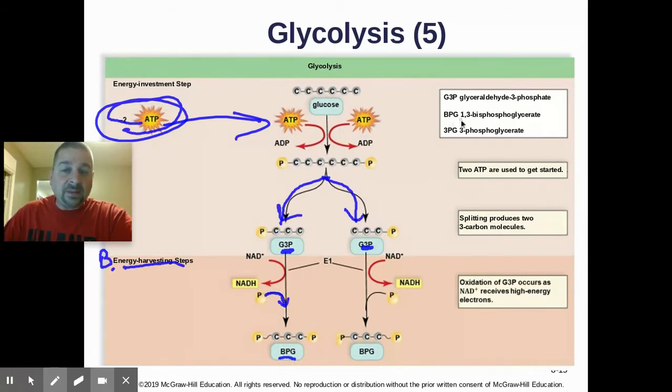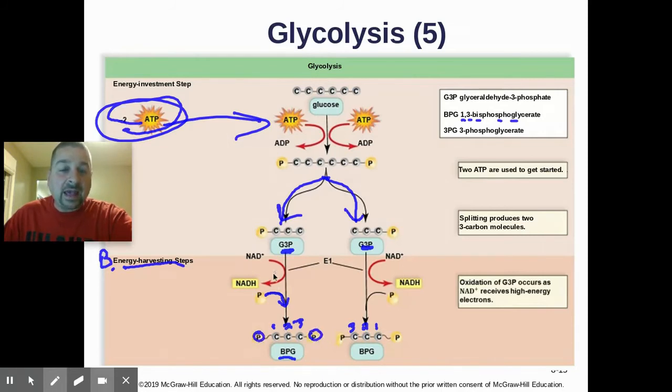Now look up at BPG up here. It's 1,3-biphosphoglycerate. Okay, 1,3 again tells us where the functional groups are. So here's carbon 1, 2, 3, and here is carbon 1, 2, 3. So notice 1 and 3 both have the phosphate groups attached to them.